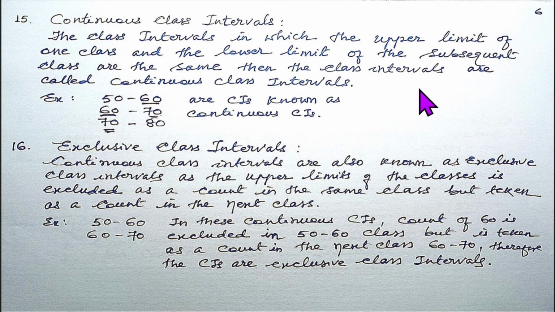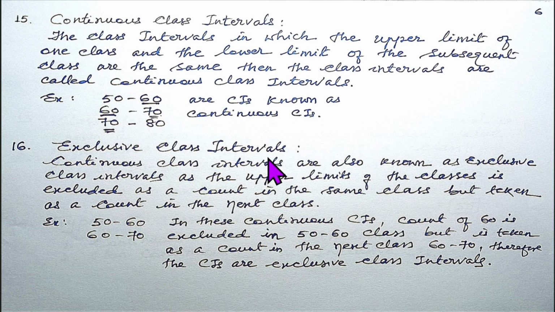Let us understand this by an example. Now we have the class intervals 50 to 60, 60 to 70, 70 to 80. The upper limit of the class interval 50 to 60 is 60. The lower limit of 60 to 70 is 60. That means if I consider 50 to 60 as one class interval, then the subsequent class interval is 60 to 70. The upper limit of the class interval and the lower limit of the next class interval are the same, and therefore it is a continuous class interval.